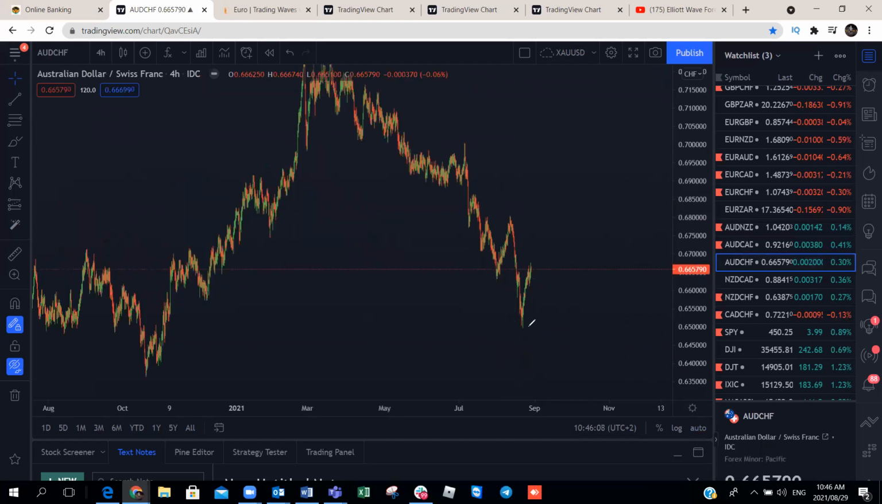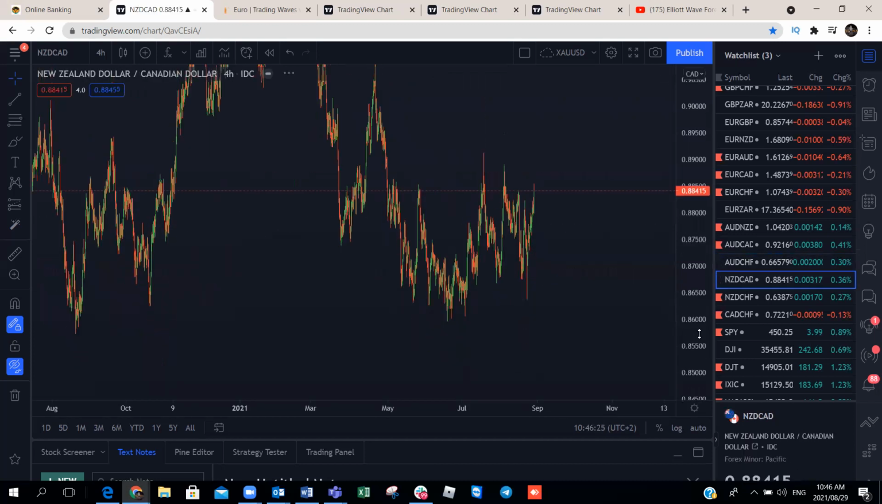AUDCHF, AUD is starting to show strength. At the same time, CHF is showing strength. So let's see which we're going to get here. We're going to expect a bit of consolidation here because they are both showing strength. There's a ratio between AUD and CHF showing us they're both showing us strength as individual currencies.